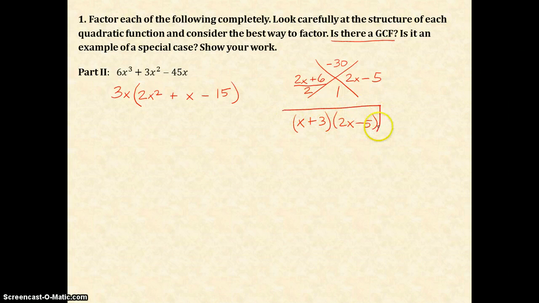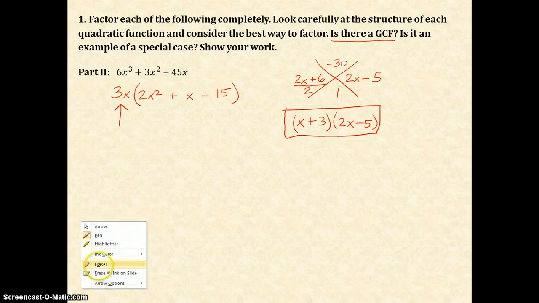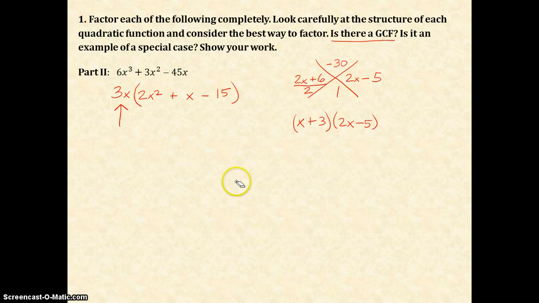And you can always double check your factoring to make sure that it multiplies out. Oh, what did I forget? Uh-oh, forgot my greatest common factor. So let me erase my box, give my pen back. So the final answer is 3x times x plus 3 times 2x minus 5.